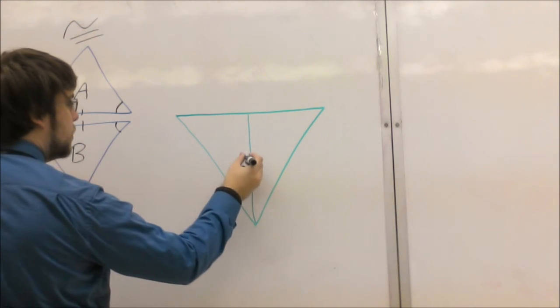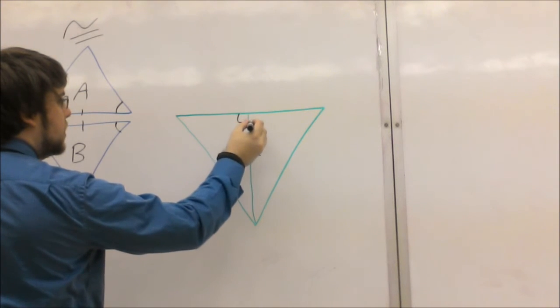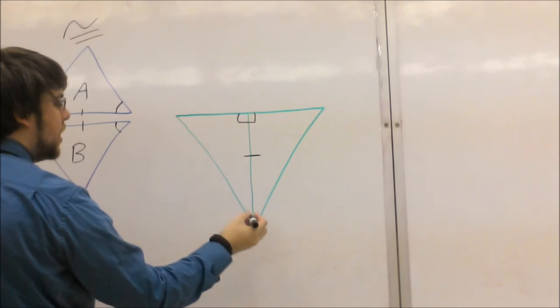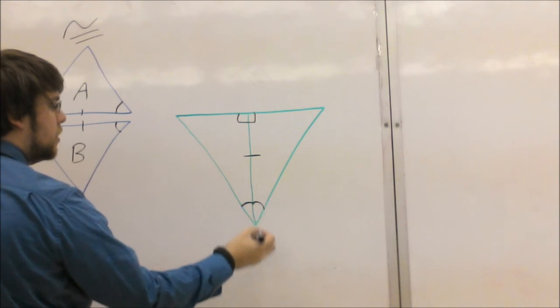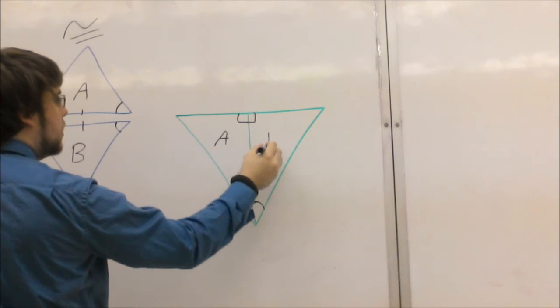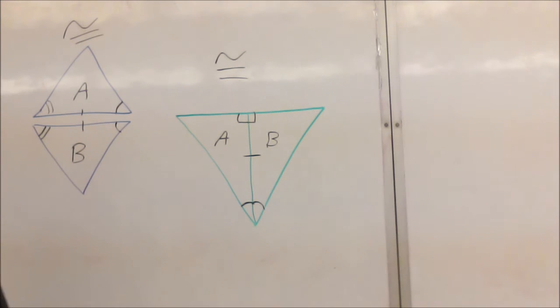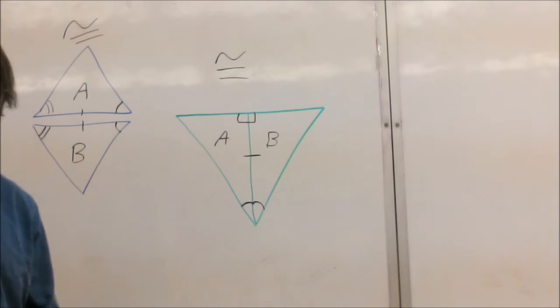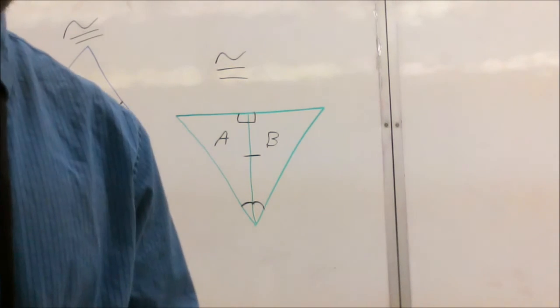I was looking at the green one. Automatically, reflexive property. That is congruent to itself. I'll make 90-degree angles here. In order to have angle, side, angle, now these two angles have to be congruent. And then once I have that, A and B are congruent by your angle, side, angle postulate. Moving on.